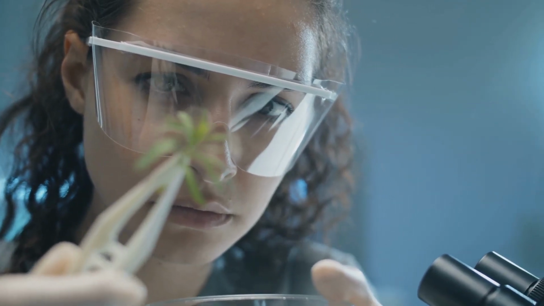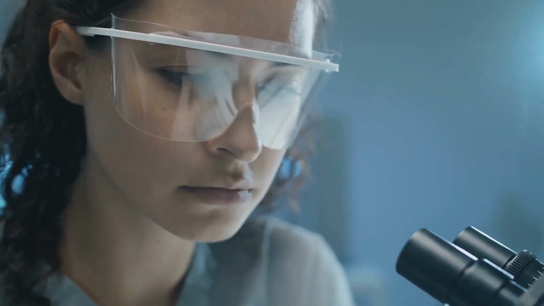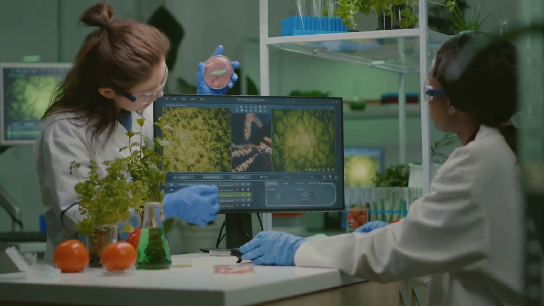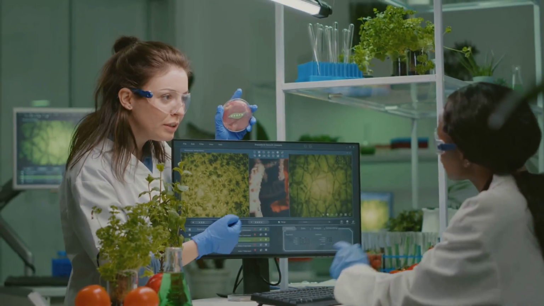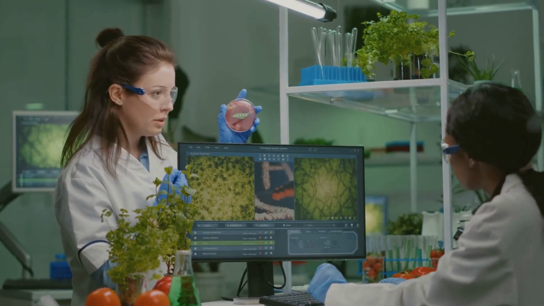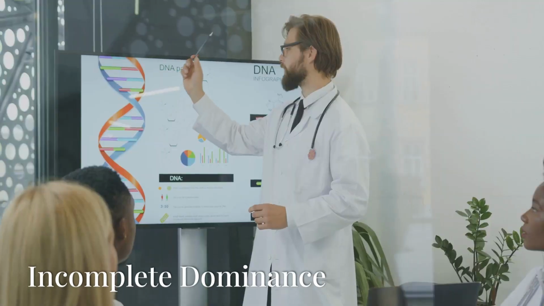While Mendel's principles provide a strong foundation, not all traits follow these simple dominant-recessive patterns. Let's explore some non-Mendelian inheritance patterns.